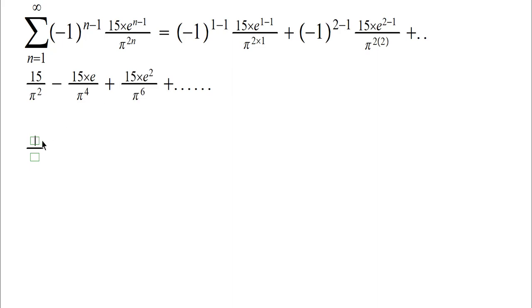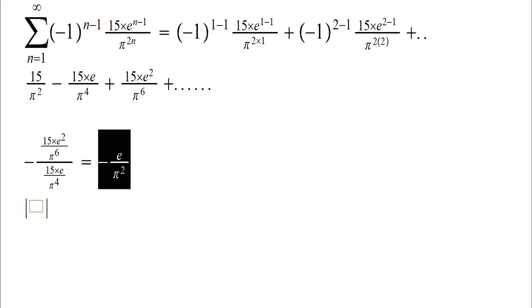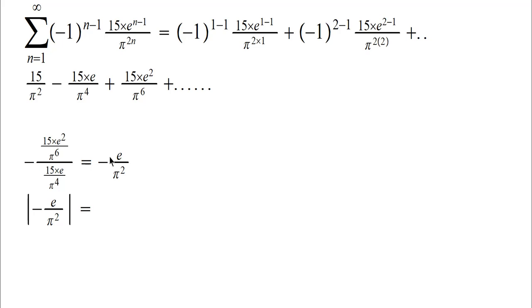You can see the cancellations will show that the common ratio is, first of all, we will have a negative sign. The 15s will cancel. And then we simply get the common ratio as negative e over pi squared. And notice that if we look at the absolute value of this common ratio, it is less than 1 in absolute value.